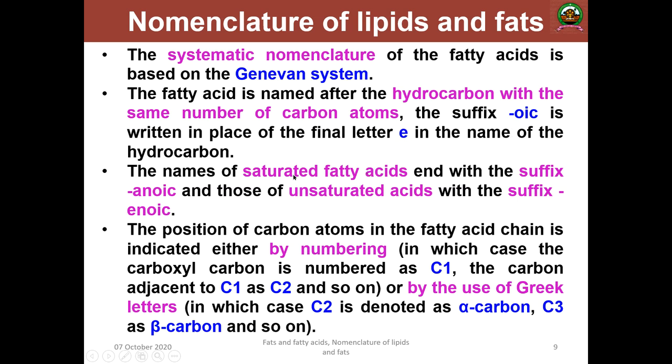For example, the names of saturated fatty acids end with the suffix anoic, and those of unsaturated fatty acids end with the suffix enoic, such as linoleic and linolenic. Here, the position of carbon atoms in the fatty acid chain is indicated by numbering. The carboxyl carbon is the first carbon atom, which will be numbered 1, then adjacent to C1 is C2, C3, etc. This is one level of numbering.